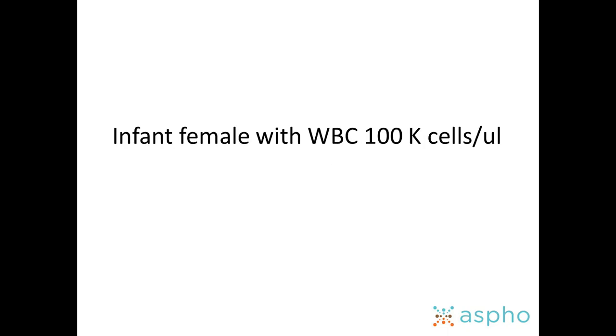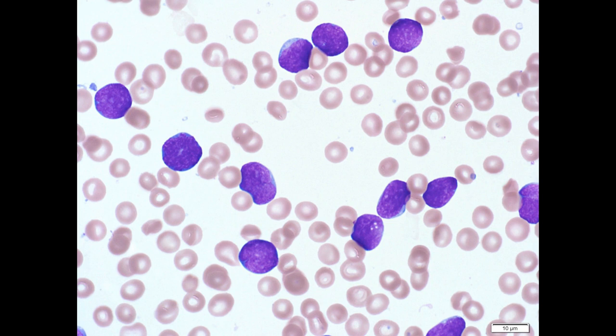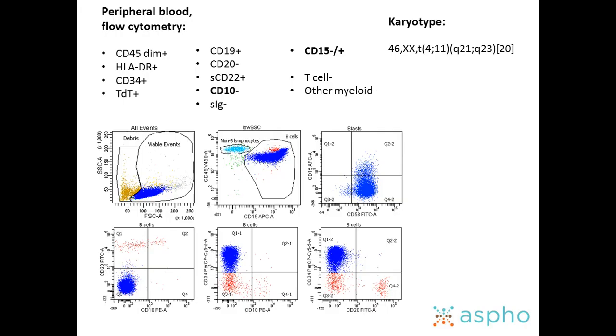So here's an infant female with a white count of 100,000 cells per microliter. It's morphologically typical lymphoblasts. These lymphoblasts tend to be rather small, and some of the cells have this sort of baby's bottom kind of cleft to them, which is very typical for this entity.